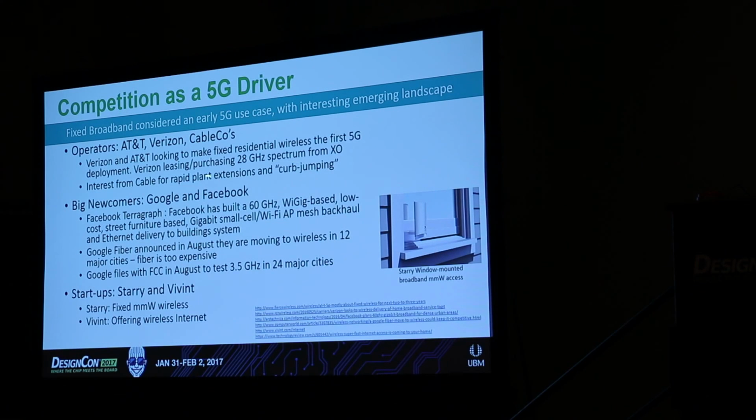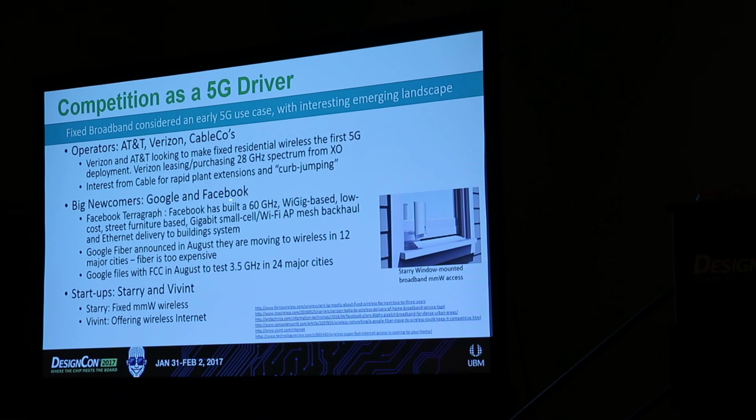And then the final thing I wanted to draw on is what's driving competition. AT&T, Verizon, very much competing with the cable companies in terms of providing broadband residential wireless connectivity. New higher band spectrum being looked at in terms of being able to do the last mile delivery. And there are some newcomers that are threatening the landscape as well, Google and Facebook. I would not dismiss any of them.